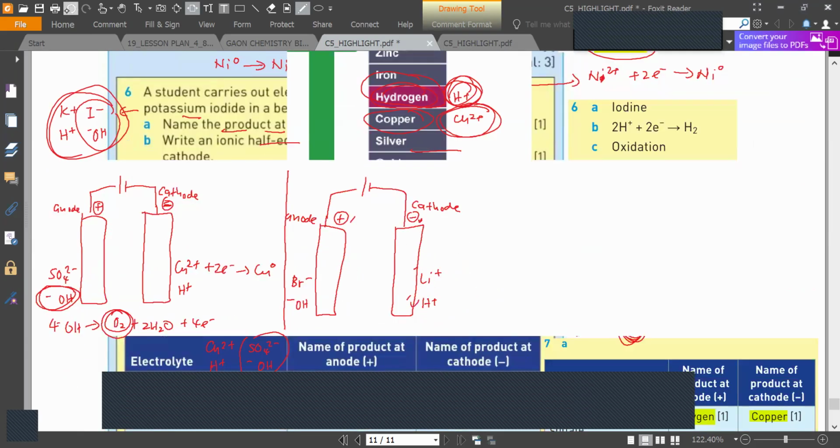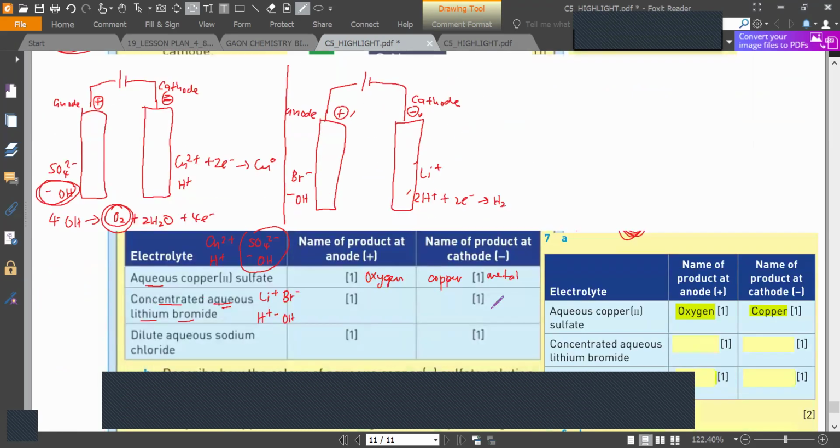So hydrogen, as usual, 2 hydrogen plus 2 electrons will turn to hydrogen gas. So here we have hydrogen. The gas we can put or not put, it is fine. The important part is the hydrogen.